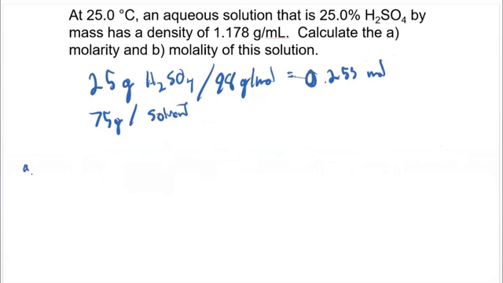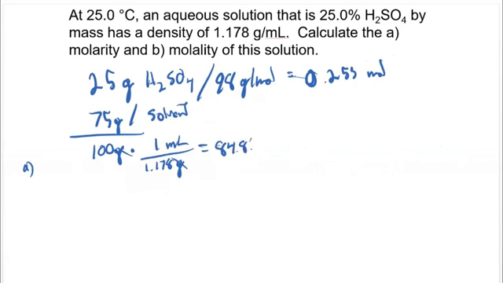So for A, we're being asked to find molarity. That is moles of solute divided by liters of solution. We don't know the liters of solution, but we can easily find it out based on the density. We know that our hypothetical solution using our percentages has a total mass of 100 grams. So if we had 100 grams of this solution, what would be the volume? So we can divide by the density or multiply by 1 milliliter divided by 1.178 grams. Grams will cancel, and we will get 84.88 milliliters.